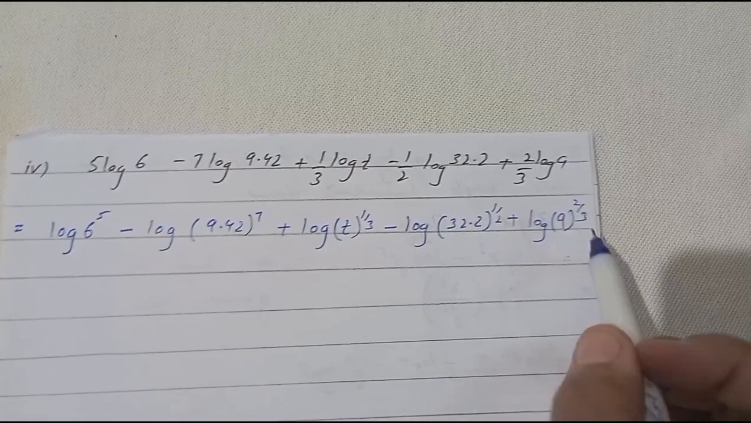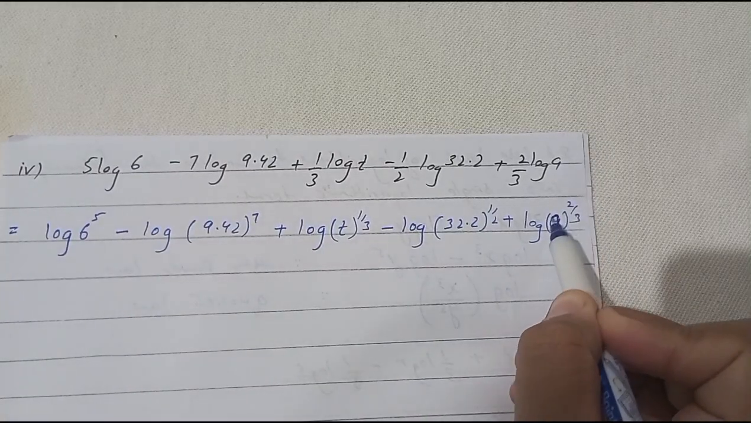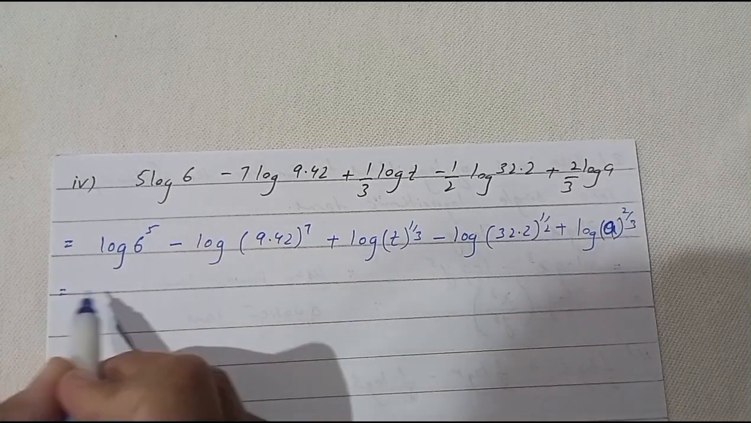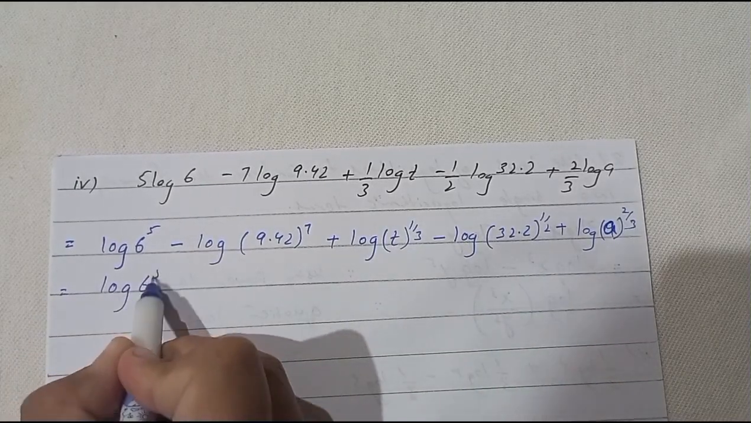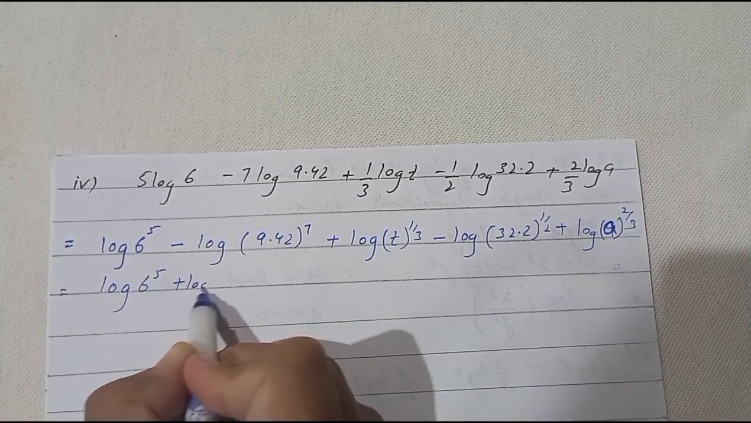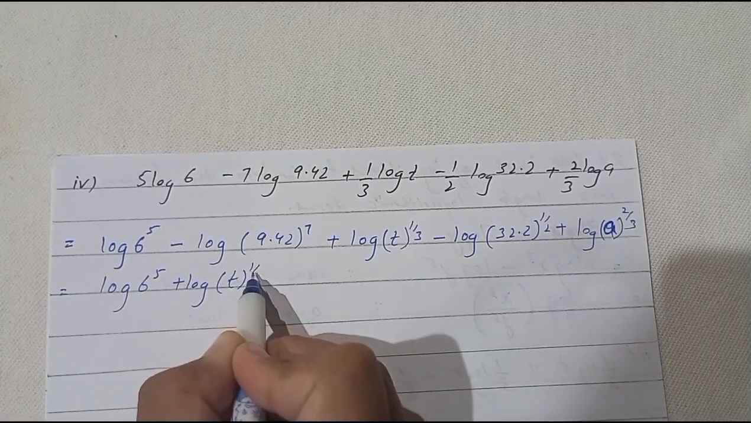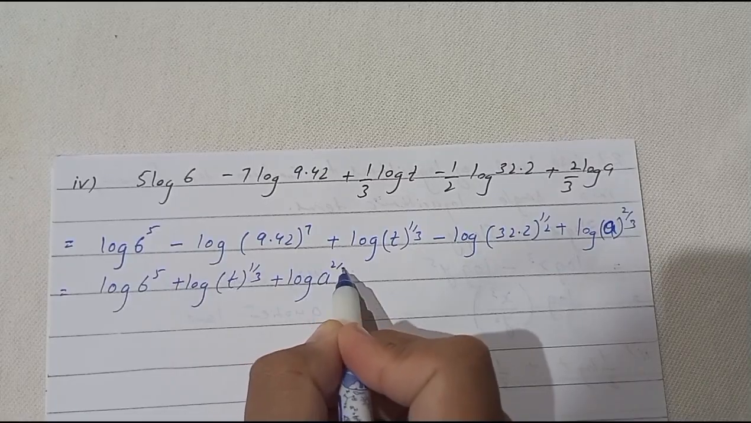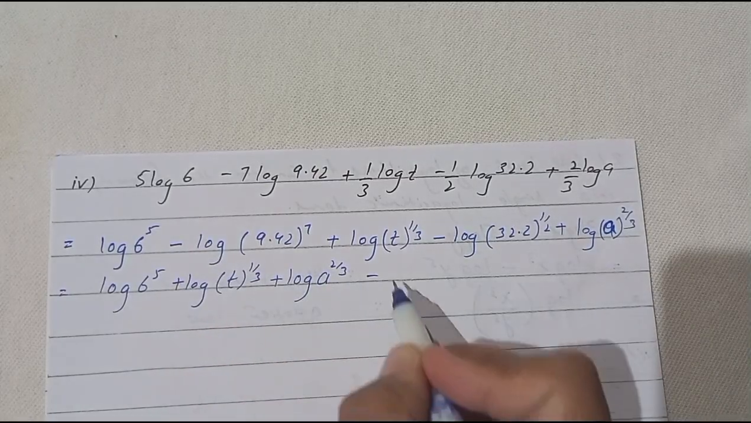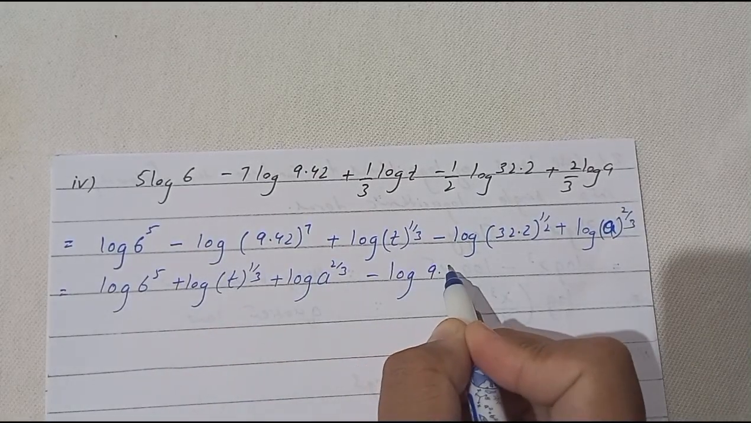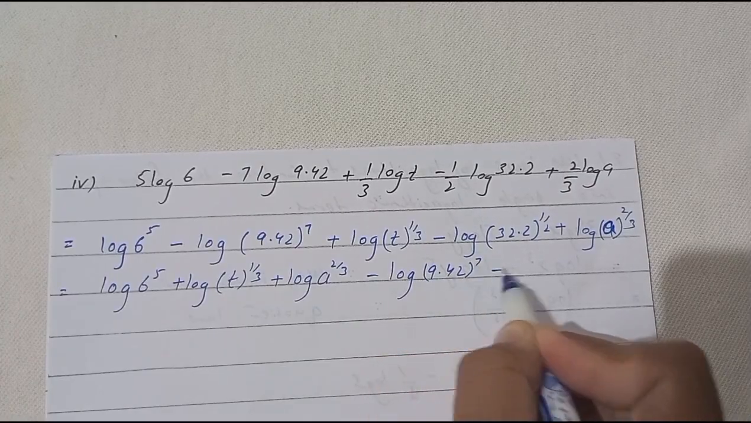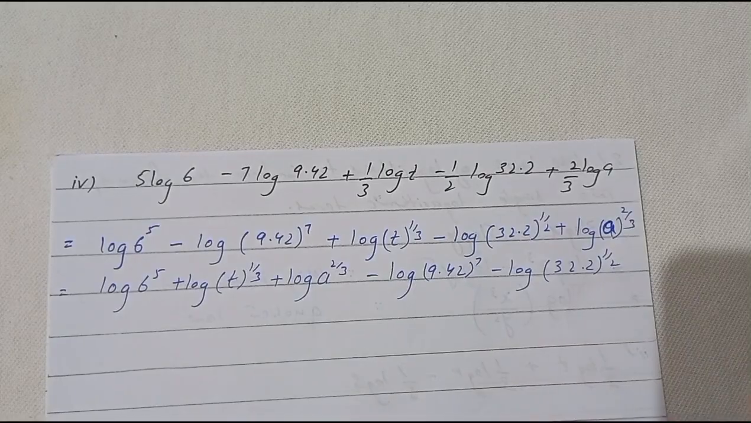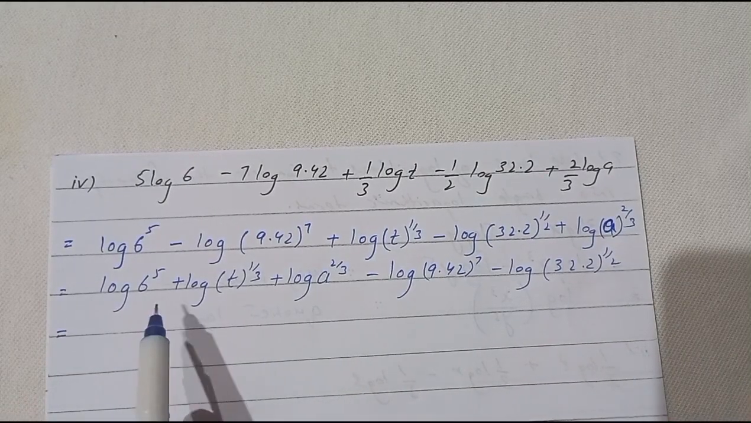Now apply the quotient law. Now we combine all the terms with the positive signs. So the first term is log 6 power 5, then log of t power 1 by 3, and then log of a power 2 by 3. Now combining the negative terms: minus log of 9.42 power 7, minus log of 32.2 power 1 by 2.